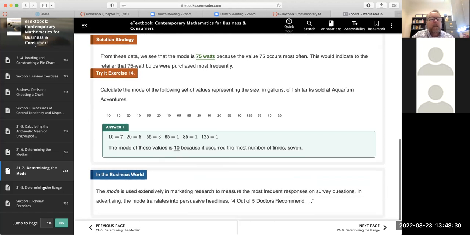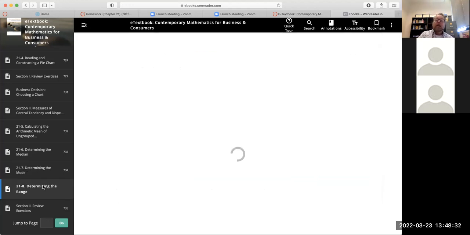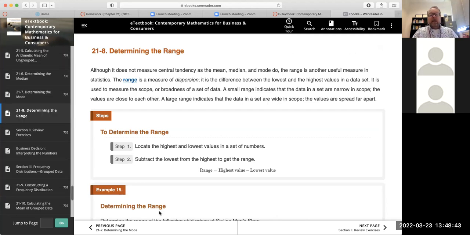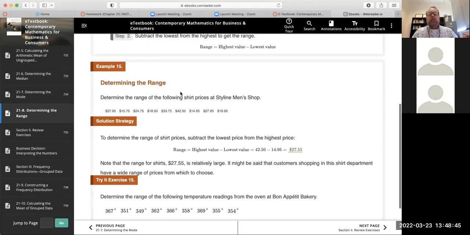And then the last one is determining the range. All the range is, is the highest and lowest number in your set of numbers, and then you subtract them from one another, and that gives you your range. So in this case here, you have the set of numbers. You take the highest number and subtract the lowest number from it. The highest number in this set is 4250. The lowest number is 1495.